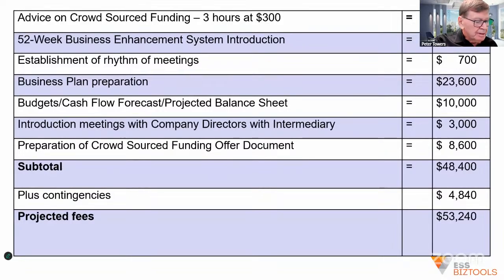And then we added that up and got $48,400, and I put a 10% contingency, so I've ended up with $53,240. Now, you could argue you can reduce some of that, and maybe some of that work's already been done. That's up to you to decide. But I'm trying to illustrate to you that this is a substantial amount of fee income. And we're not talking about any ongoing work yet. This is to get them into the game, to be able to raise $1 million, $3 million, $5 million.